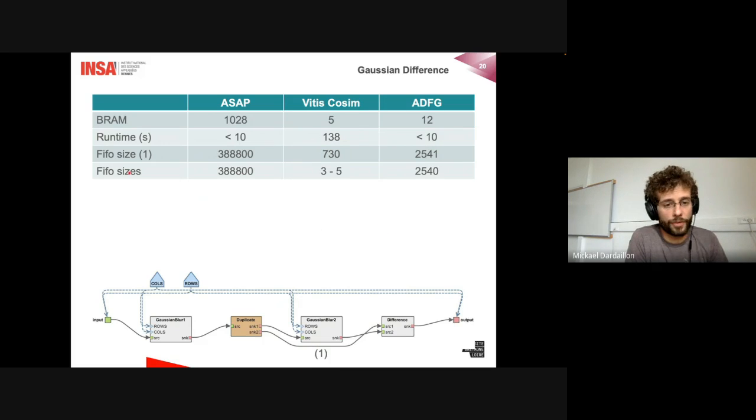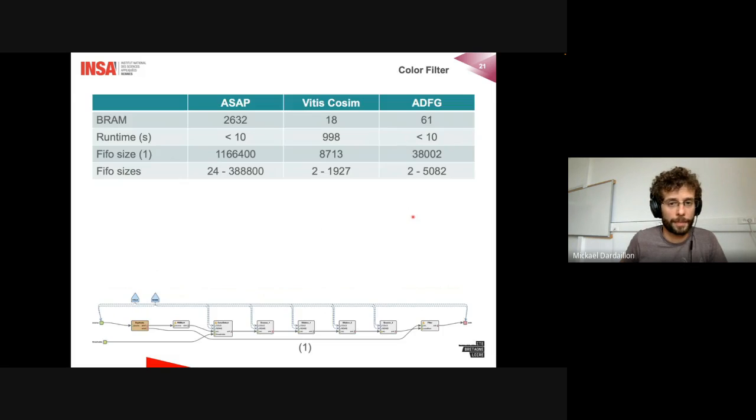The main challenge is for all the other FIFOs, which need only a few tokens to be able to execute, because as soon as one is produced, the next one can consume. So the real size of the required FIFO is between 3 and 5, and we are also asking for 2,500. So here is the limitation of ADFG. This is an upper bound of the number of tokens which are needed, but is clearly not a required number of tokens, number of space.